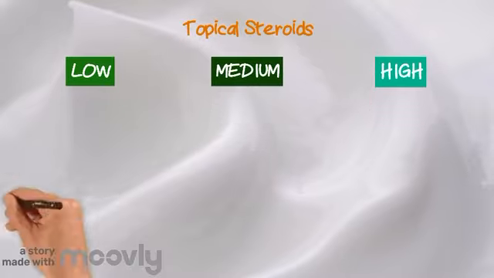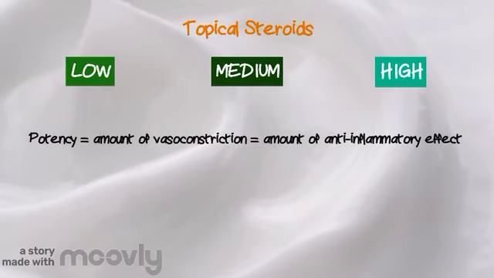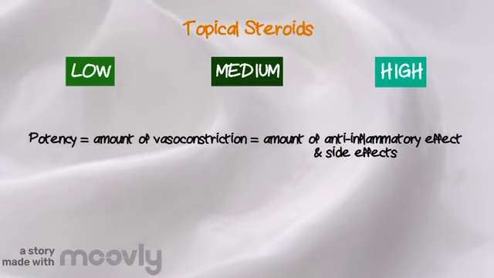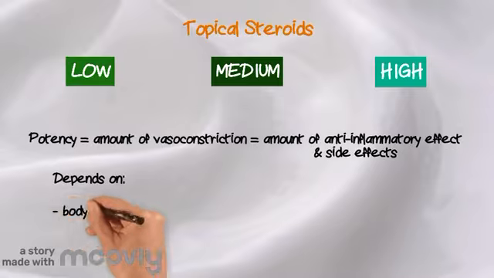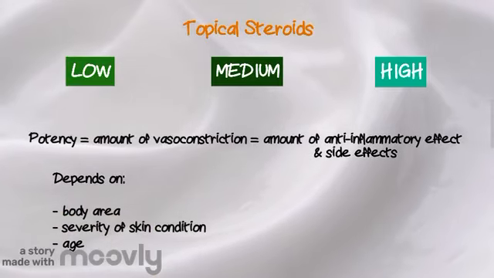Potency refers to the amount of vasoconstriction that the steroids produce. Accordingly, it reflects the amount of anti-inflammatory effect and the potential for side effects. Potency depends on the body area, severity of skin condition, and age.